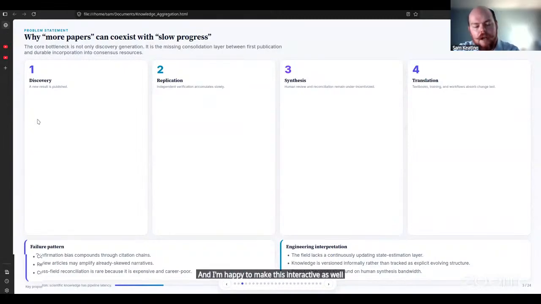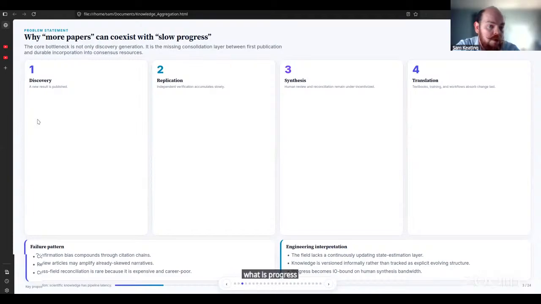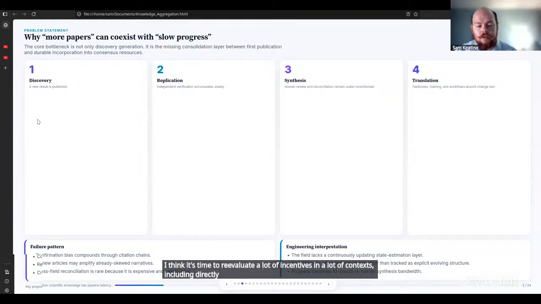So I wanted to sort of lay the groundwork so far of how can we even begin to reach consensus, agreement, or have any hope of moving forward together to promote the most good for the most people if we can't even map out the transparency of what is progress, what direction is forward, where do we want to proceed? And I think it's time to reevaluate a lot of incentives in a lot of contexts, including directly in biomedical research.